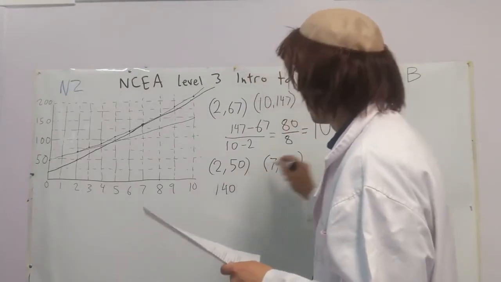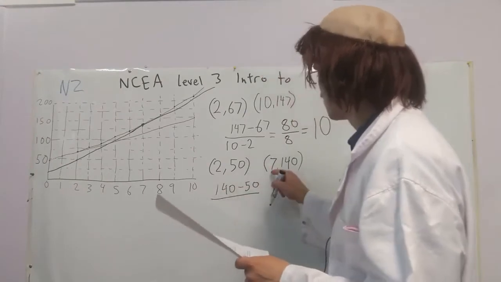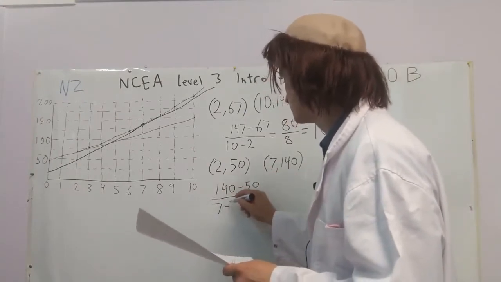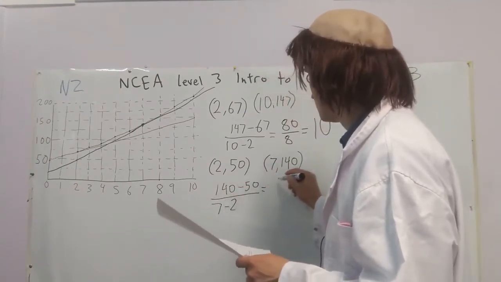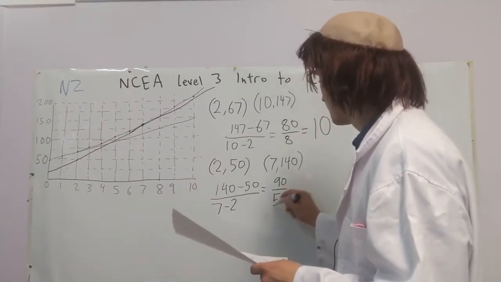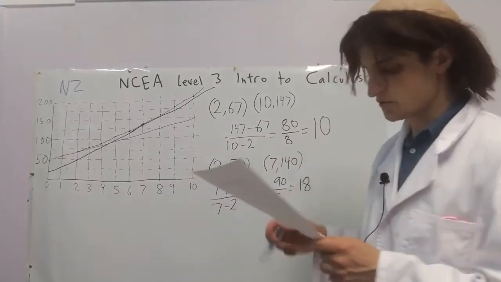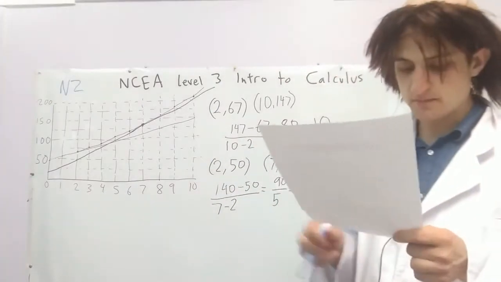Calculate the gradient of the tangent to the curve at this point. 140 minus 50, divided by 7 minus 0, ... equals 90 over 5 equals 18. That's the slope, 18.